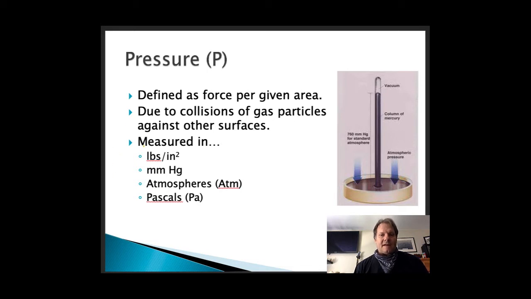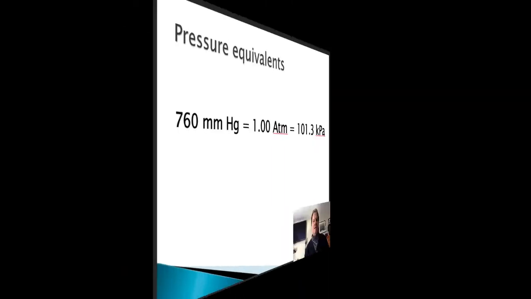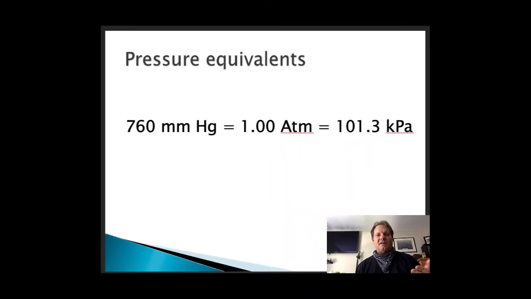Well, I know my car tires are in pounds per square inch. So pounds of pressure per square inches of area. We will also be talking about millimeters of mercury, a unit called atmospheres, and the metric unit of pascals. There are different ways we can talk about pressure, so the quantities we need to be aware of are 760 millimeters of mercury is the same as 1 atmosphere of pressure, which is the same as 101.3 kilopascals. Pascals are newtons per square meter. So we're doing kilopascals, thousands of pascals.